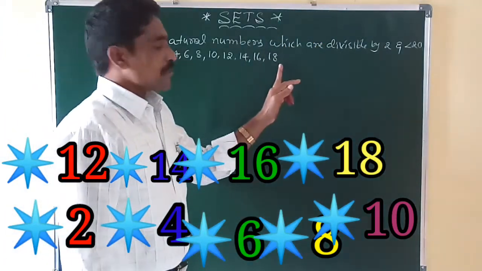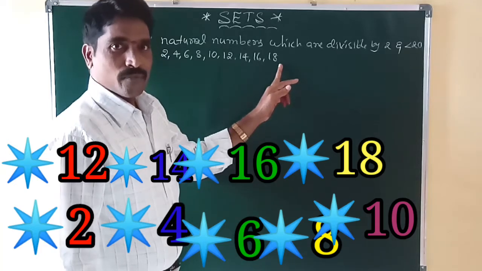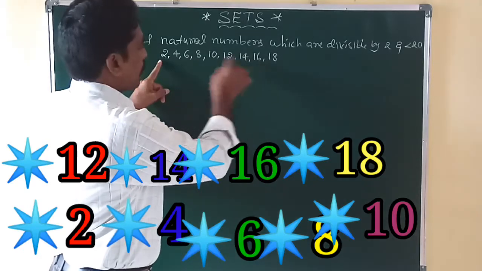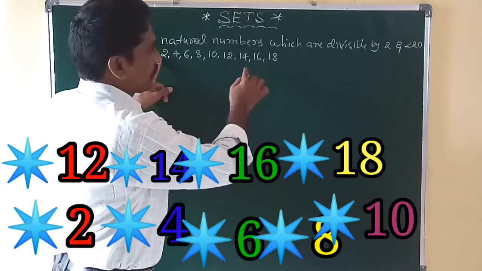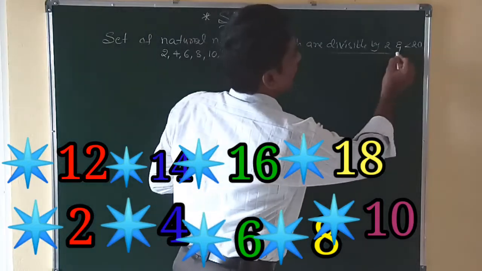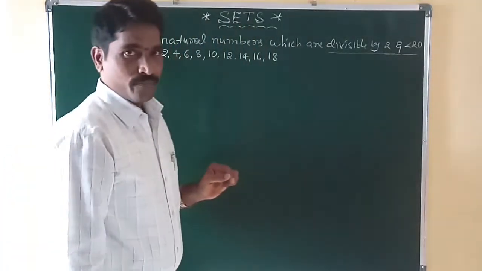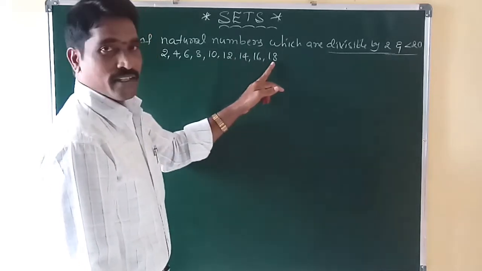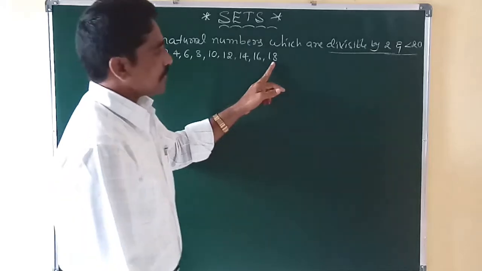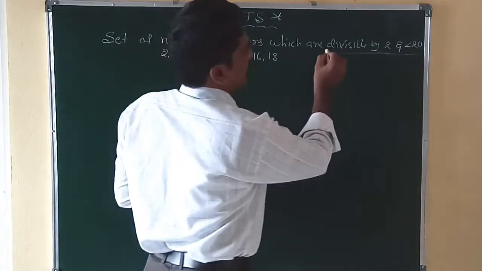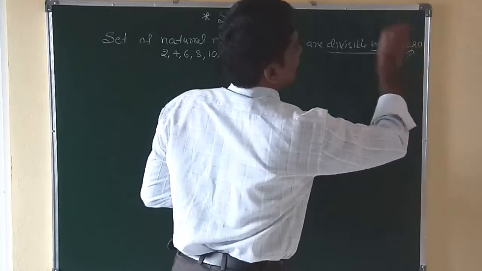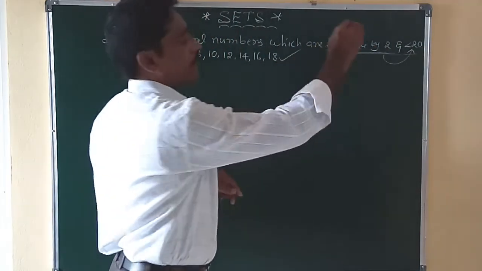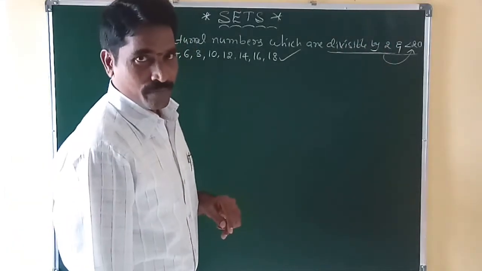Is this a well-defined collection of objects? Yes, because all the natural numbers from 2 to 18, 2, 4, 6, 8, 10, 12, 14, 16, 18, have one common property, that is following a rule: divisible by 2 and less than 20. So this can be a well-defined collection of objects.